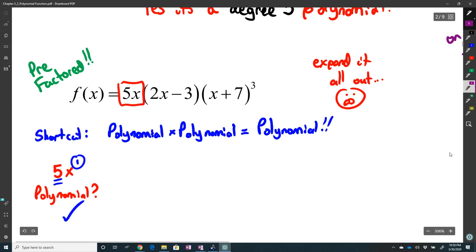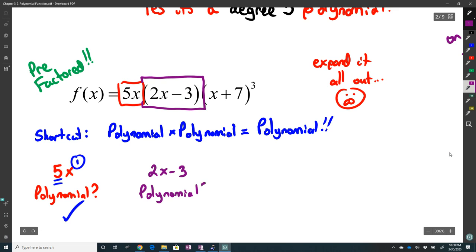Now I can move on to 2x minus 3. Is that a polynomial? Well, notice the exponents, there's an invisible 1 up there. This is really x to the 0. So my exponents are all whole numbers. The numbers in front are all real numbers. So yes, 2x minus 3 is a polynomial.